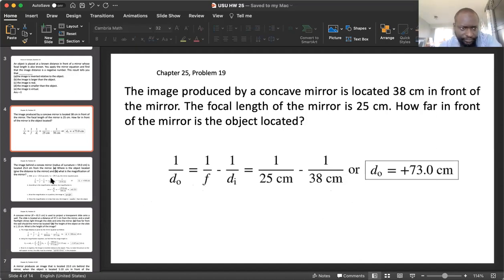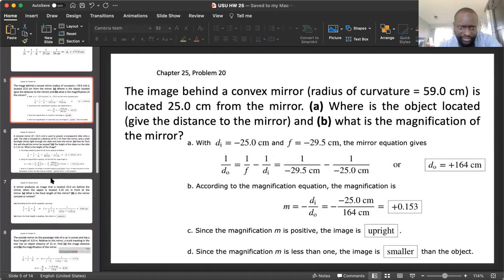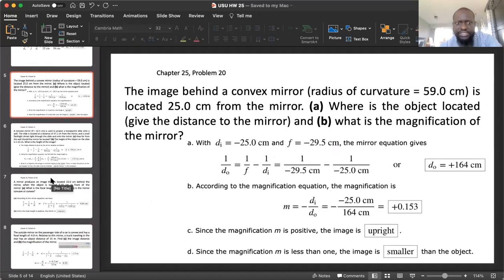So we'll go to chapter 25, problem 20. So the image behind the convex mirror, radius of curvature, this is that. So you're going to see your DI is negative, your focal length is negative because it's behind the mirror.